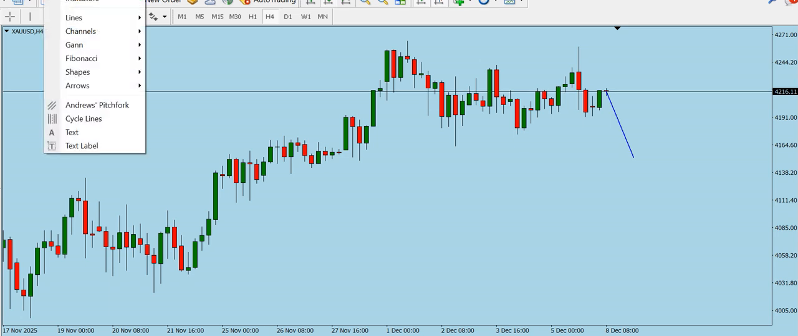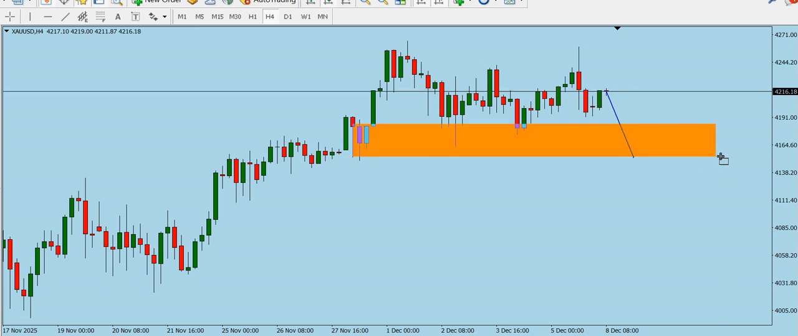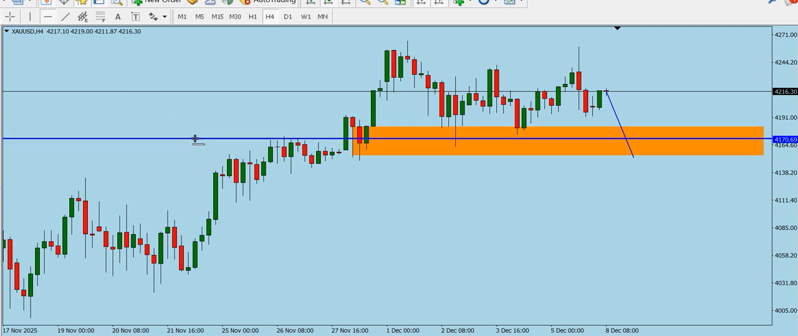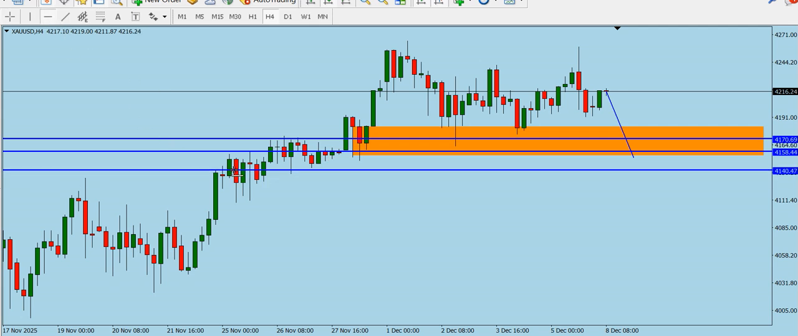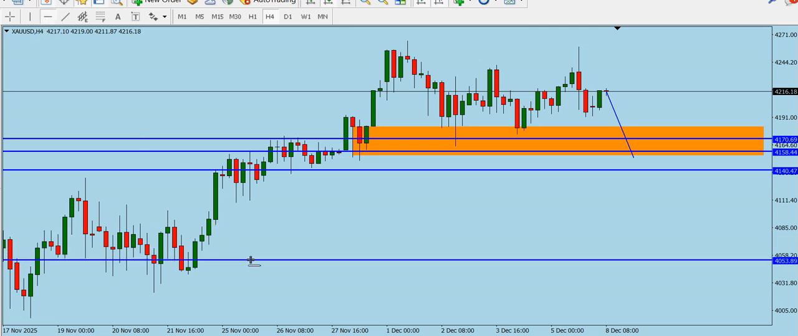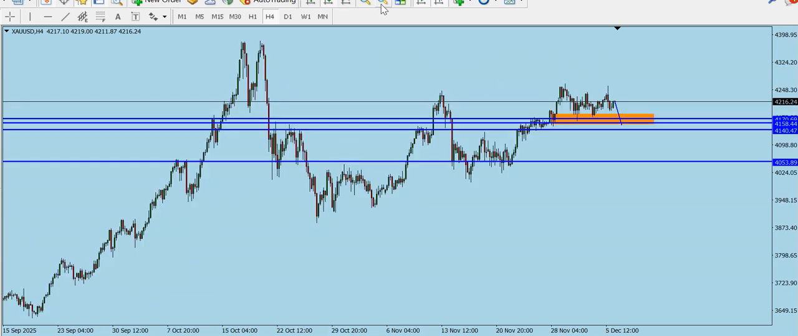Now, if price is going to drop on the 4-hour time frame, which is quite unlikely, we see price dropping to this area. We are talking about the 4170 area. We have another order block around here, 4156 area. Another one here, 4140 area. And another one here at the 4053 area. That's where price is going to drop on the 4-hour time frame.